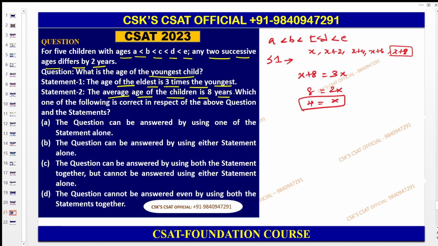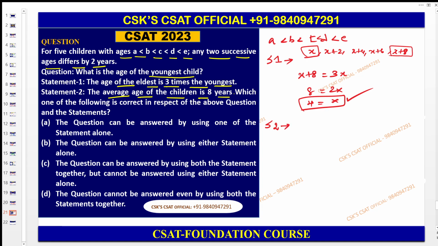If you know the value of x, you can find the youngest child. So the youngest here is nothing but x. So x is equal to 4. You are able to find that with statement number 1. Right. Now you can go with statement number 2.